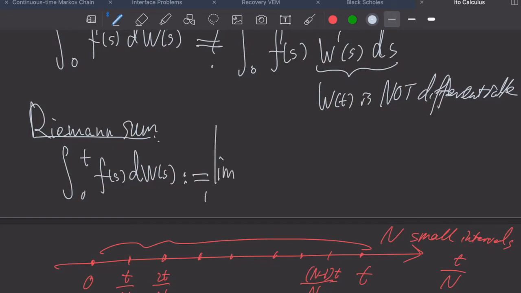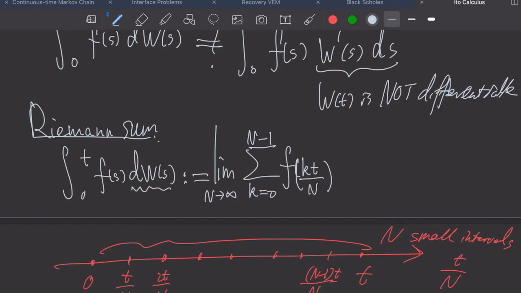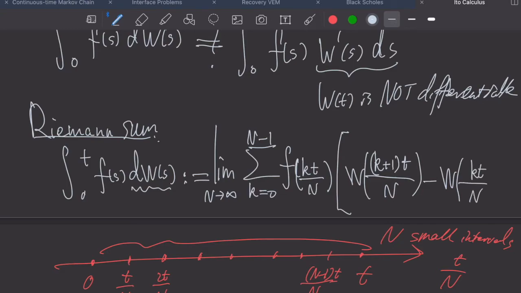So as a result, our Riemann sum can be written as we let this number of intervals go to infinity, and we sum up the partial Riemann sum on these n intervals, and we replace this dWs by delta Ws. So we sum up f of kt divided by n, which are the values of f on the left endpoint of each interval, and we multiply the delta of W on each interval, which is W evaluated at (k plus 1)t divided by n, subtract W of kt divided by n, okay?